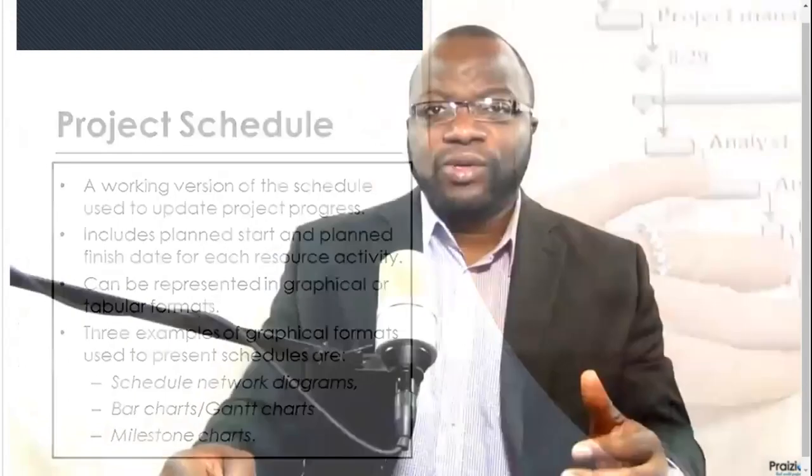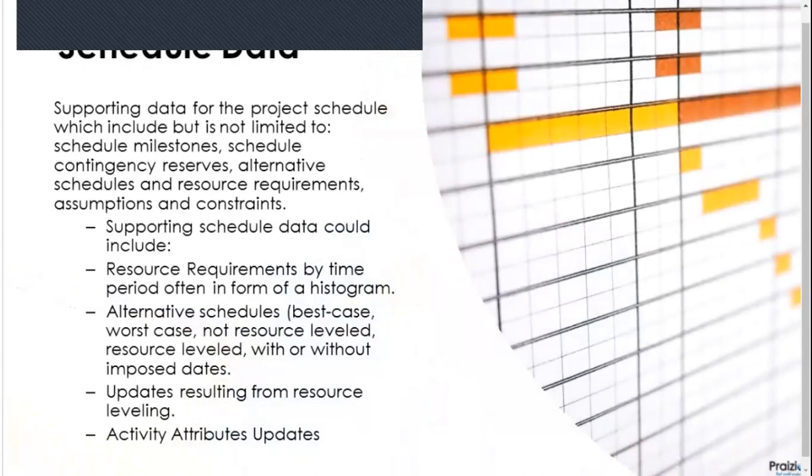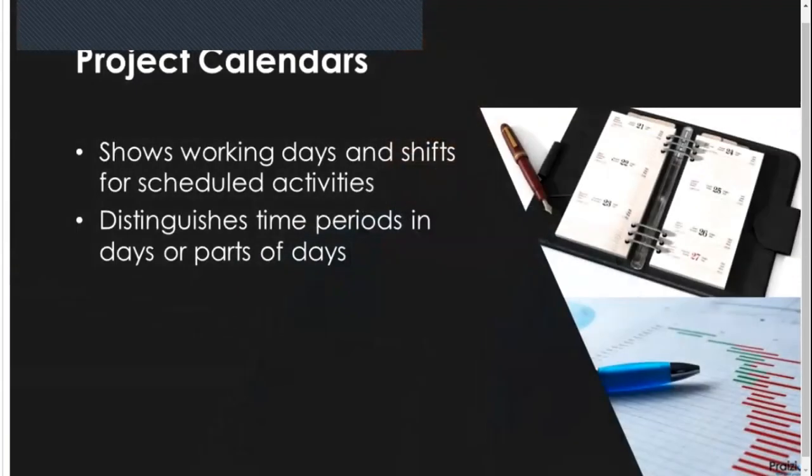The project schedule is different from the schedule baseline in that the schedule baseline is etched in stone, while the project schedule is a living, breathing document that is fluid and dynamic and changes based on actuals. We also have schedule data, and the schedule data is all of that data that is in the schedule. We also have project calendars that are talked about here as an output.